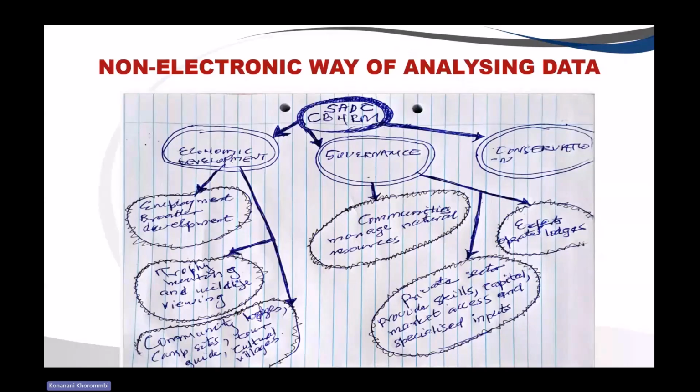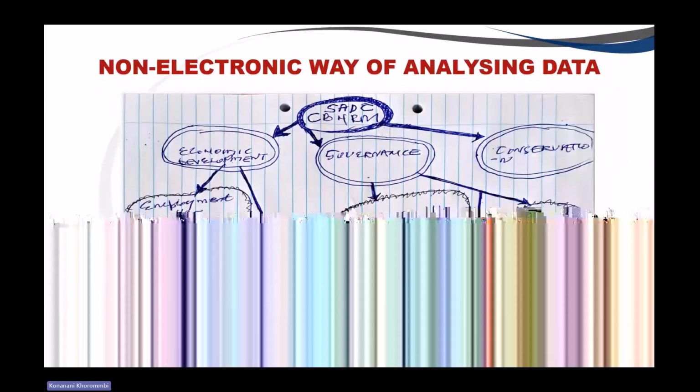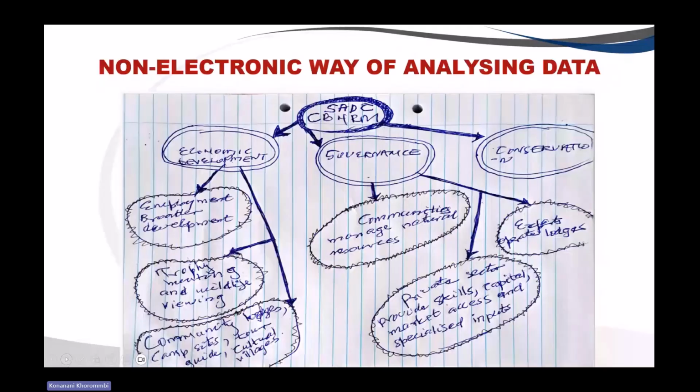But under governance, you have got 3 blocks. All of them have got some information inside. The same applies to the far left. Under economic development, you've got 3 circles. All of them have got information that relates to the economics of community-based natural resource management. The other one relates to the governance. So different aspects. These are chunks that the data can be divided into.